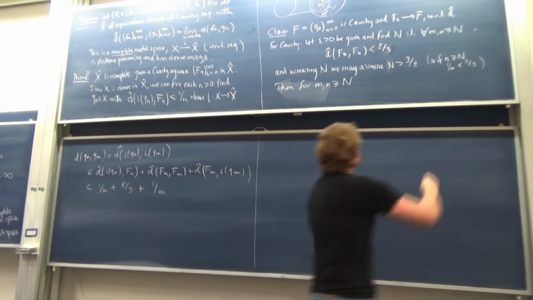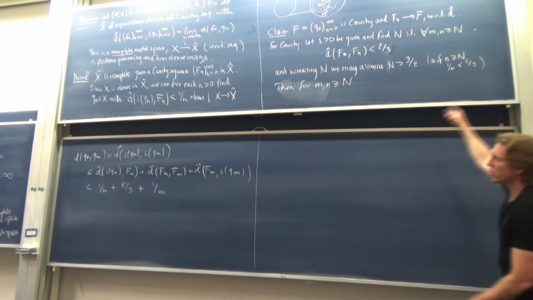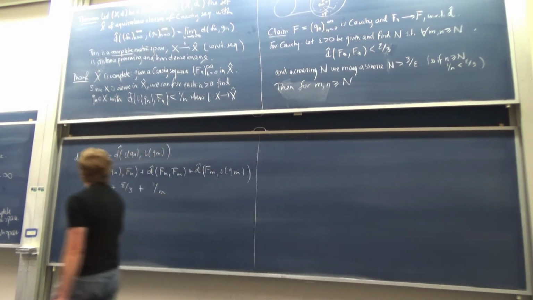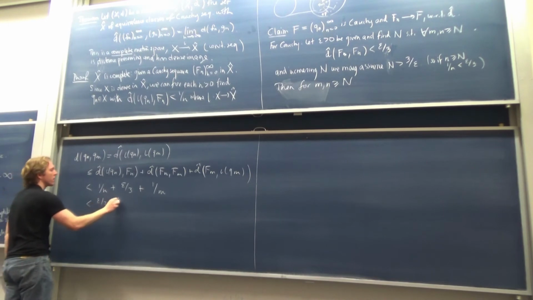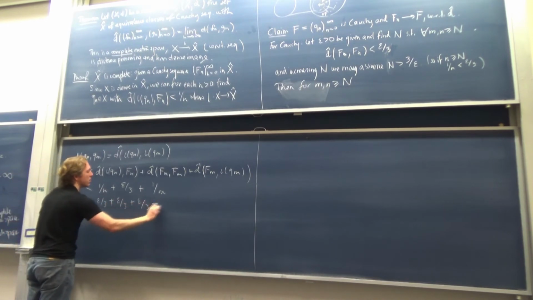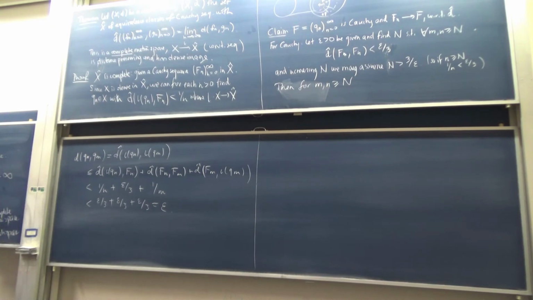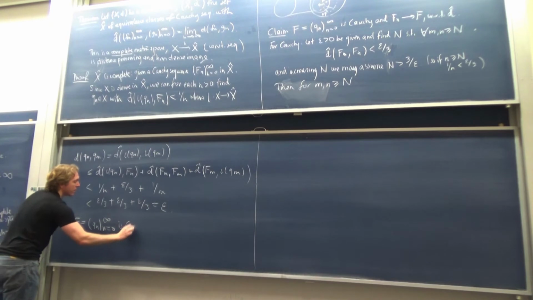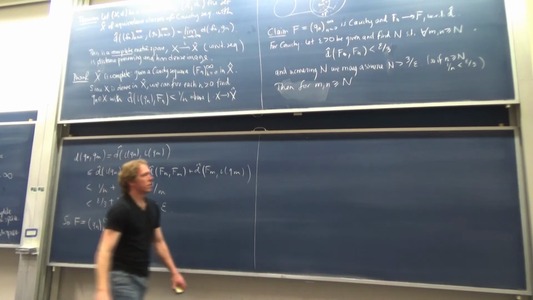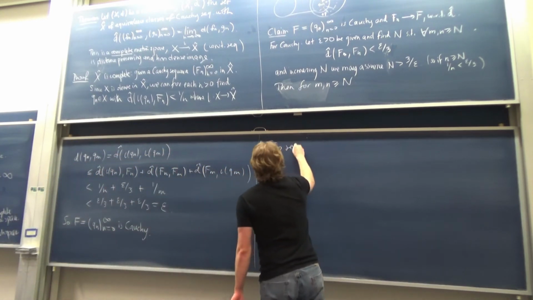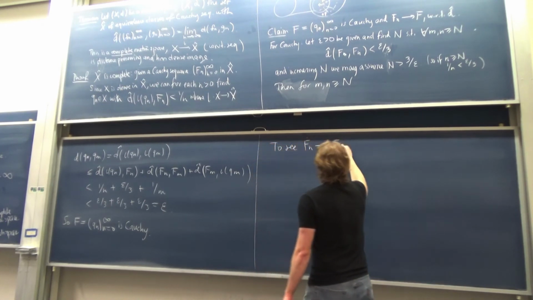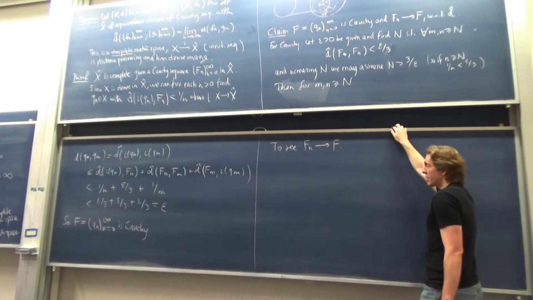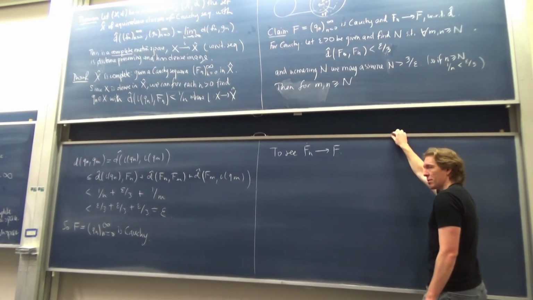Now I use this parenthetical here. Those are both less than epsilon on 3, so I'm done. That's a Cauchy sequence in X. So to see that that's a point of X hat, the claim is that this sequence of points Fn actually converges to F.